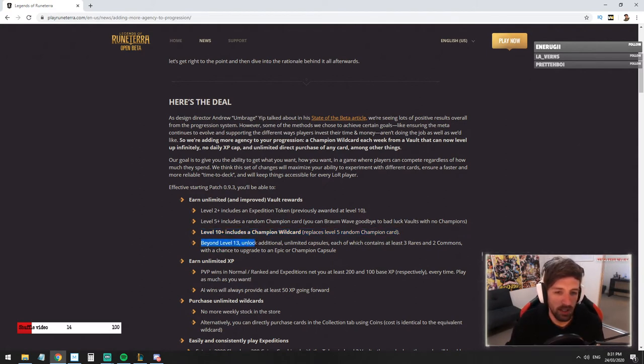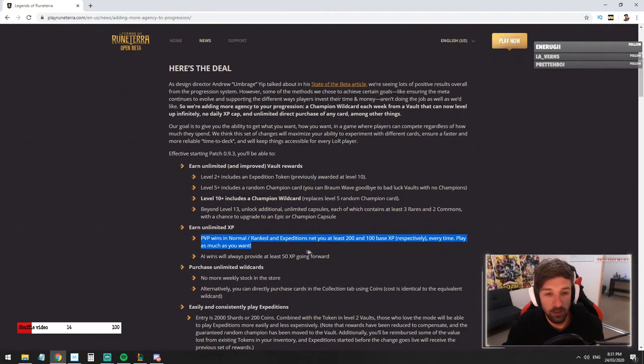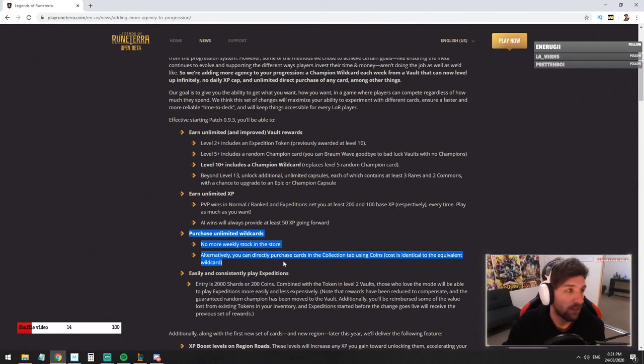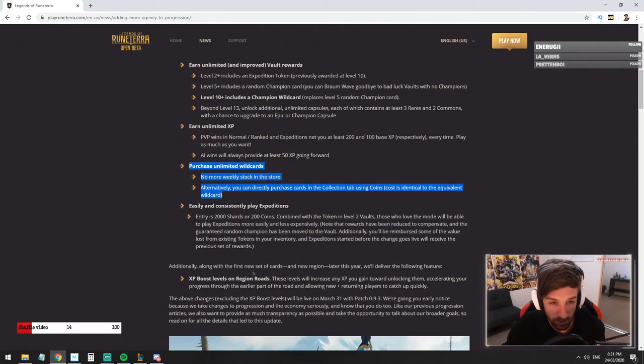Beyond level 13, unlock additional unlimited capsules, each of which contains at least 3 rares, 2 commons with a chance to upgrade. Earn unlimited XP, again, this makes total sense. It's just one flat XP amount. Don't punish players who want to grind it out. Purchase unlimited wildcards. Yes, this is also going to be very relevant for when future expansions come out or for content creators. Okay, easily and consistently play expeditions.